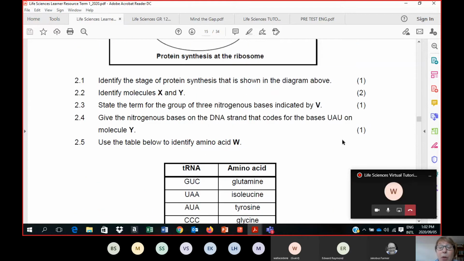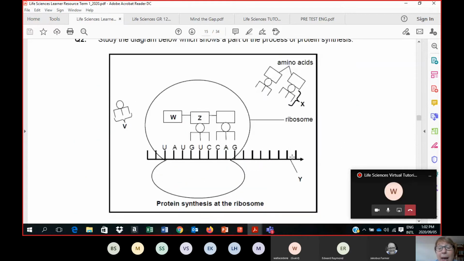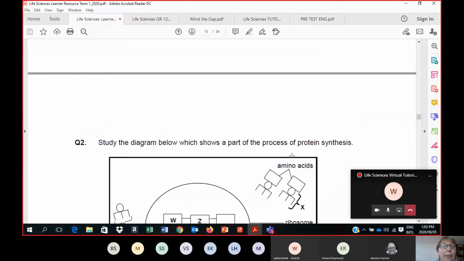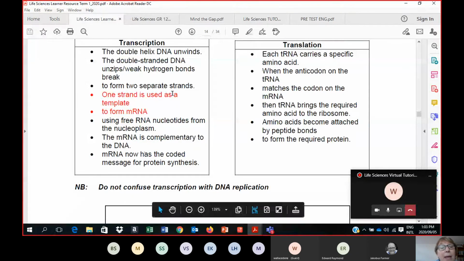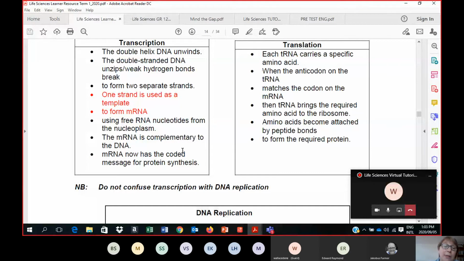So to produce molecule Y, this messenger RNA, we go through the process of transcription. So you've now got to explain that whole process of transcription, which we did earlier on. I think here it is. There we go. I'm not going to read through all of that, but there you need to write down all those little points and describe the process of transcription.